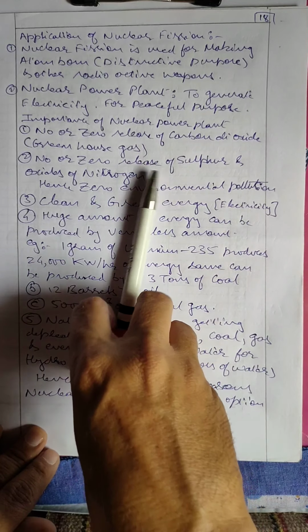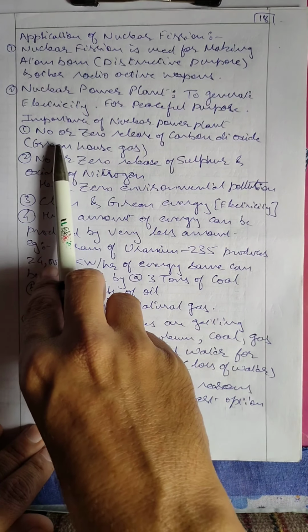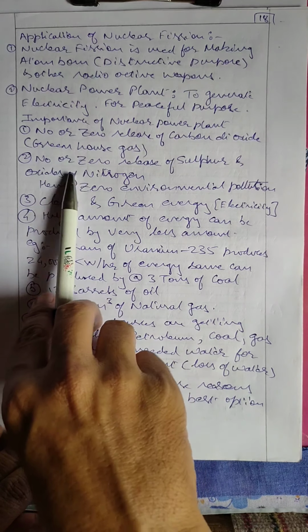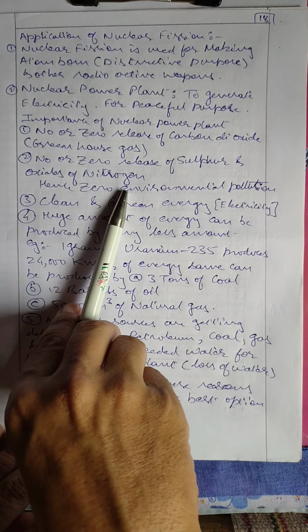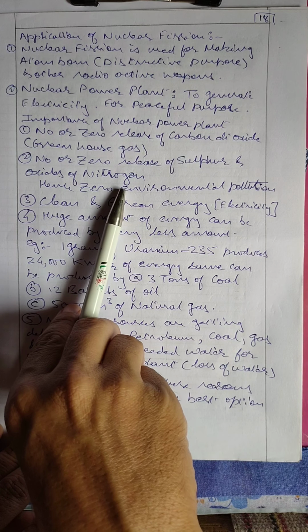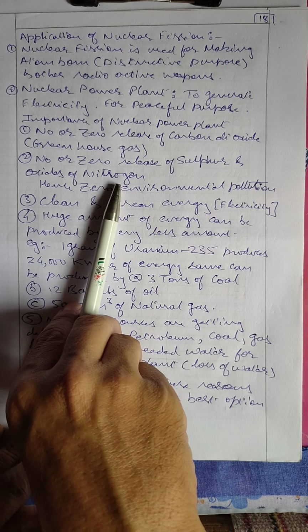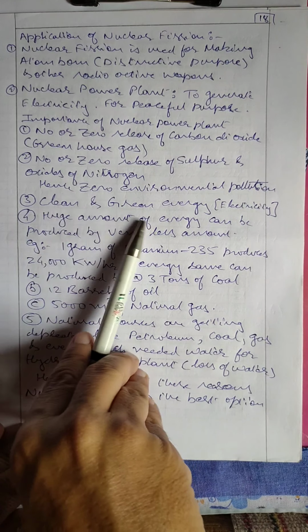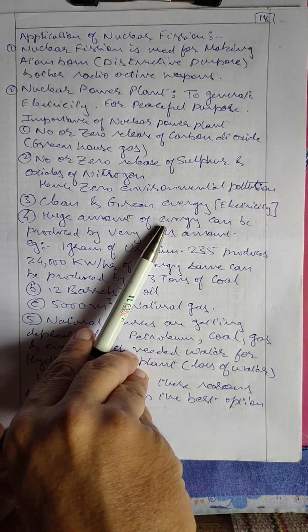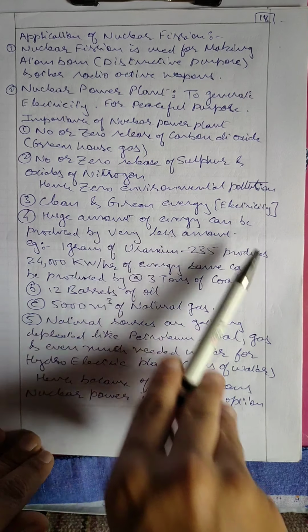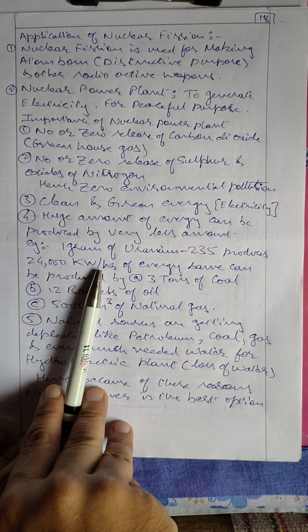What is the importance of a nuclear power plant? Number one, zero or no emission of carbon dioxide, which is a greenhouse gas. Zero or no emission of sulfur and oxides of nitrogen, which create acid rain and other environmental pollution problems. Again, it is clean and green energy, or clean and green electricity we can say, and a huge amount of energy can be produced from a very small amount of fuel.